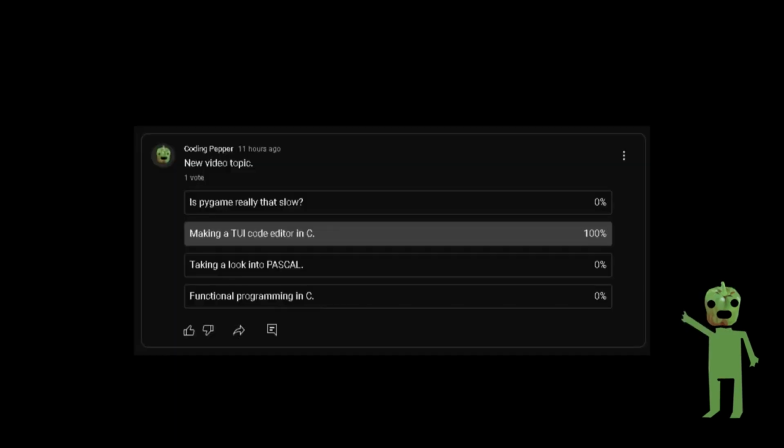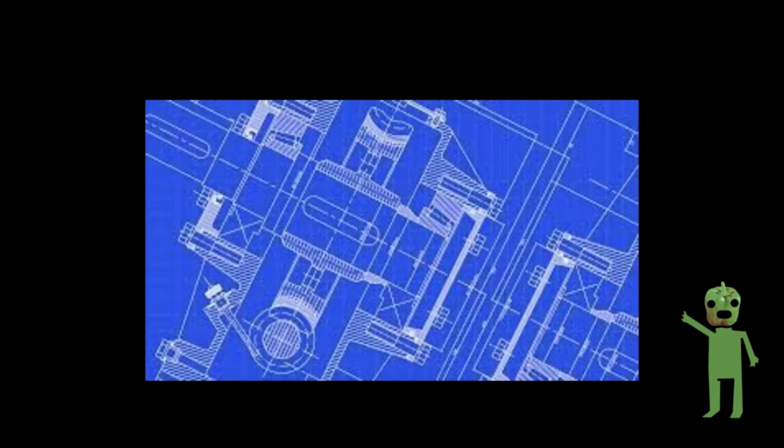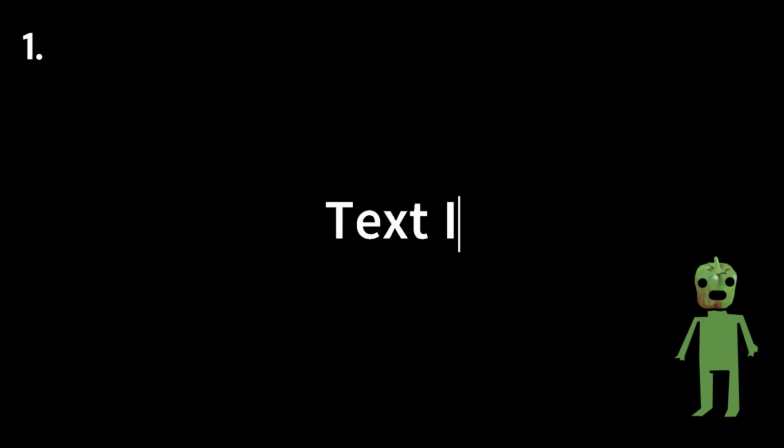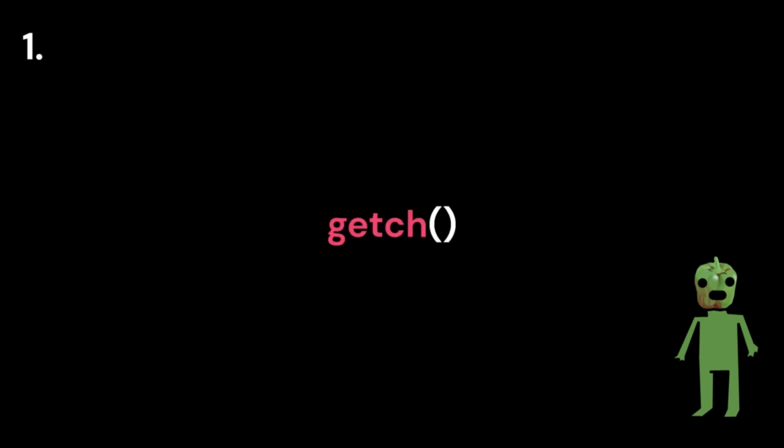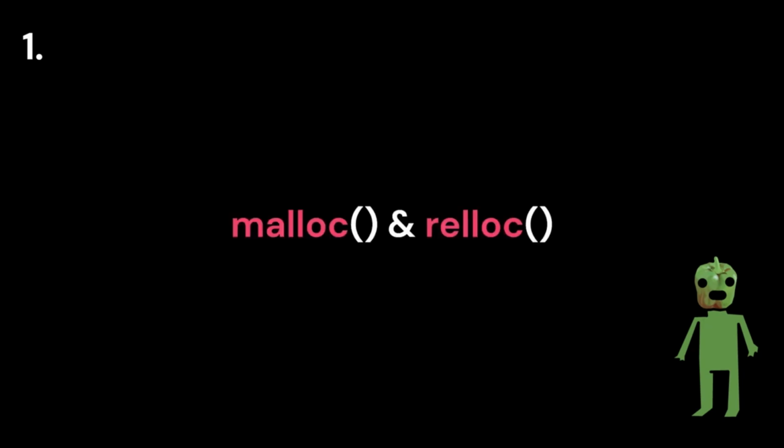Okay, so you have voted for me to make a TUI code editor in C. I'm not gonna lie, it is an advanced project. So today we're going to plan this thing out. First, we need to make a text input. I think I'm going to use getchar and try to resize the string dynamically.